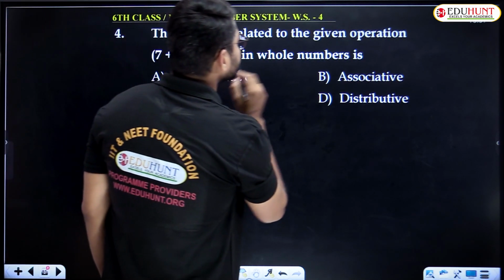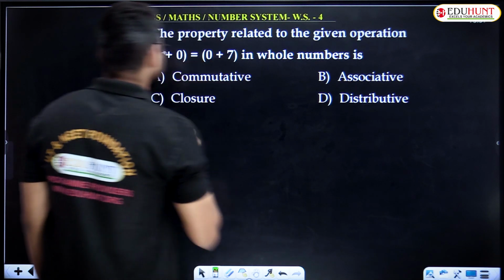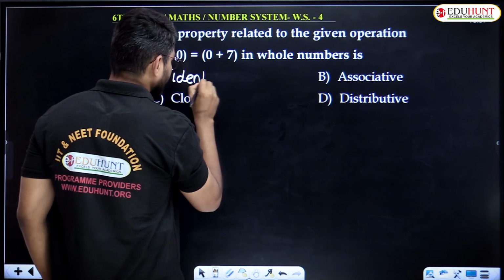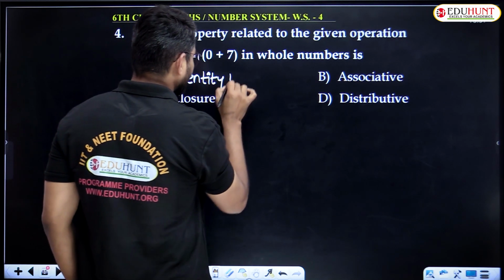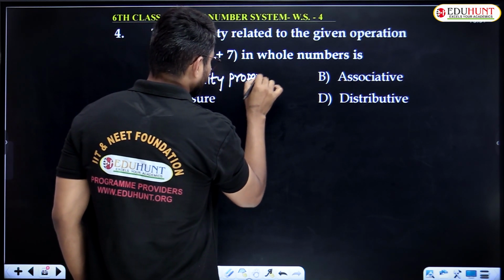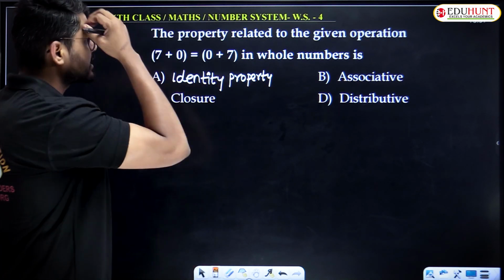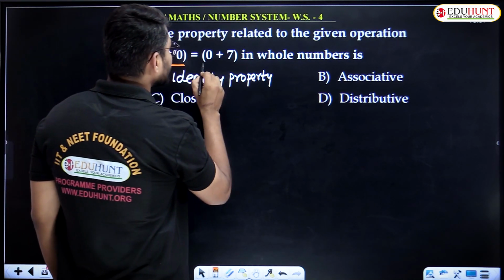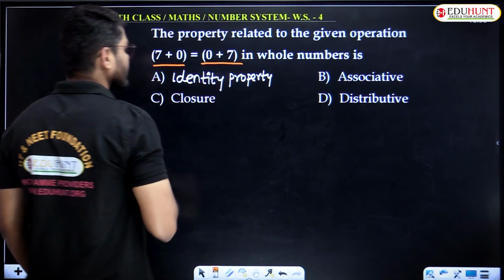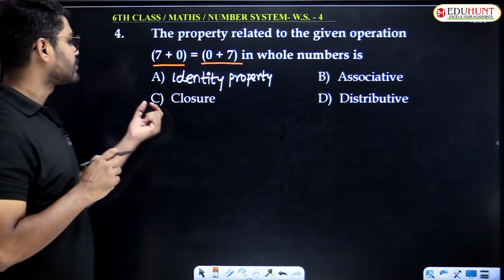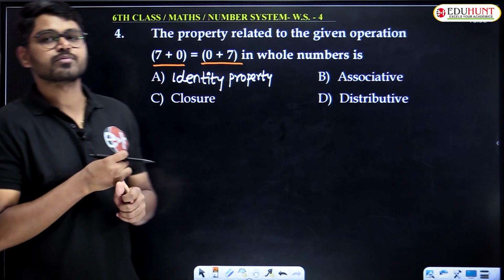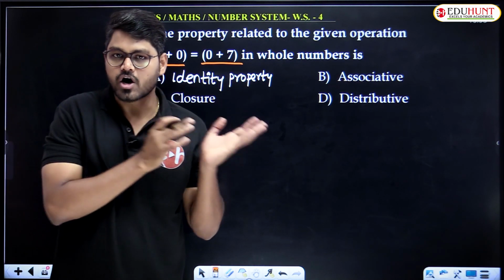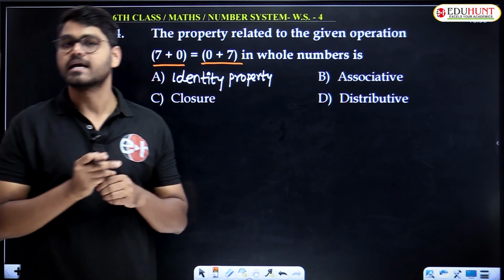The property related to the given operation 0 plus 7 is equal to 7 plus 0 in the whole numbers. Which property is it? We know the properties: closure property, associative property, distributive property, commutative property, identity property. With these all properties we have discussed in the earlier classes.